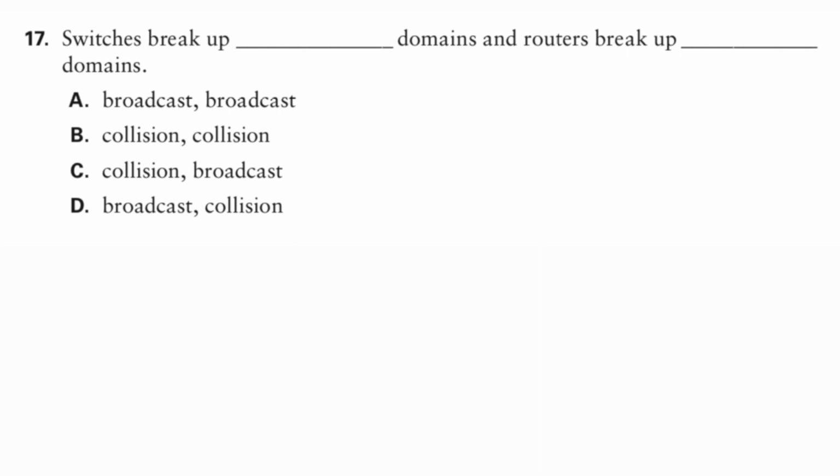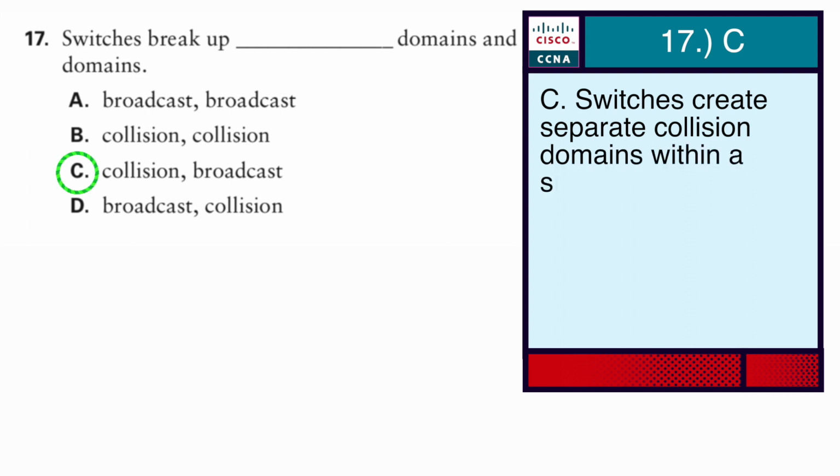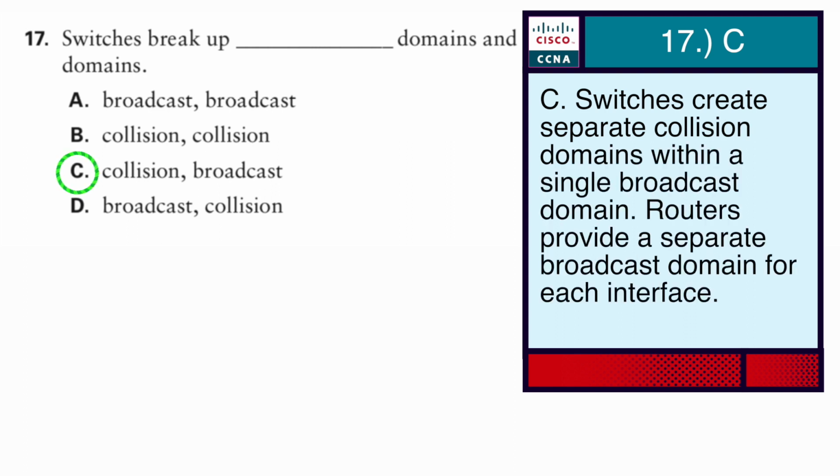B, switches break up collision domains and routers break up collision domains? C, switches break up collision domains and routers break up broadcast domains? Or D, switches break up broadcast domains and routers break up collision domains? The correct answer is C, collision and broadcast. Switches create separate collision domains within a single broadcast domain. Routers provide a separate broadcast domain for each interface.